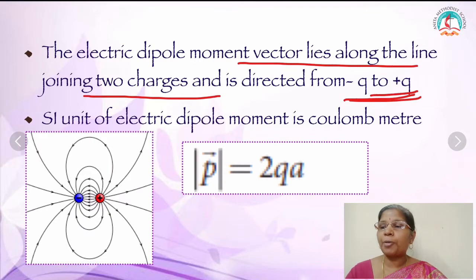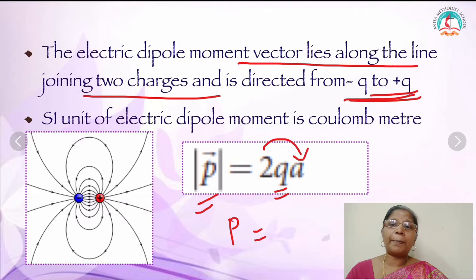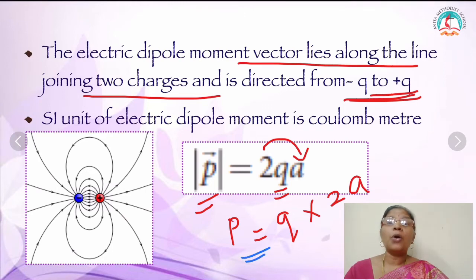What is the formula for dipole moment? Dipole moment is equal to Q multiplied by 2A. You take it that way. The dipole moment is represented by P. P value equal to Q into 2A. Then with the help of the formula you can easily write the definition. What is meant by dipole moment? What is the definition of dipole moment? With the help of the formula you see the dipole moment is equal to the product of one of the charges and the distance between them.